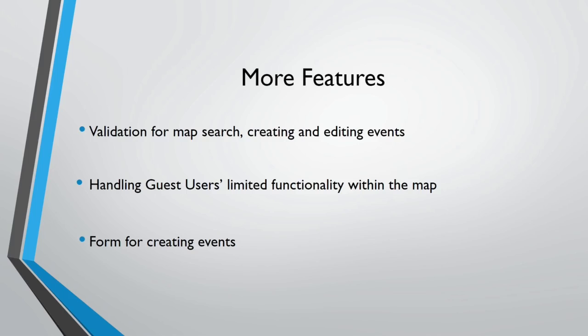For some additional features I worked on, a lot of validation for map search, creating and editing events. For map search, user input for location and radius. For creating and editing events, the event name, sport, time, and date. Users can only create events that are 30 minutes ahead of the current time. It displays any necessary errors for incorrect values to the user when they try to create or edit an event.